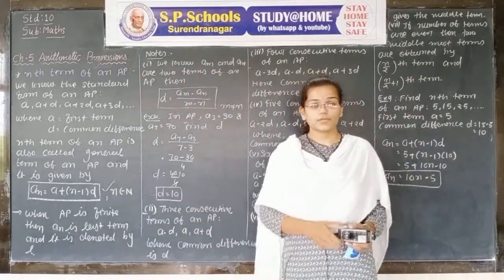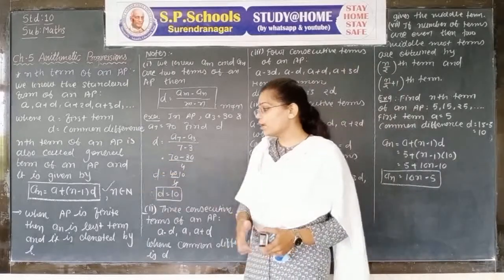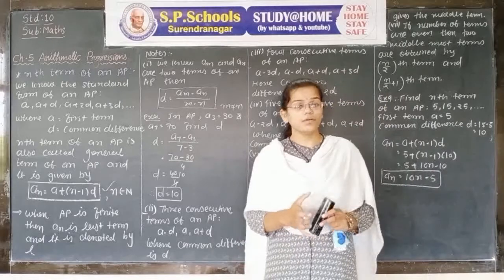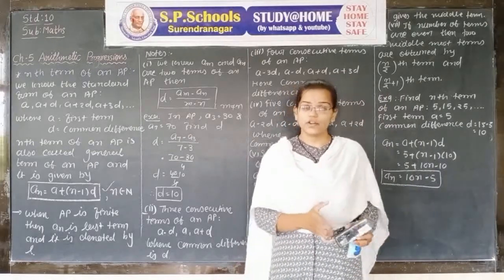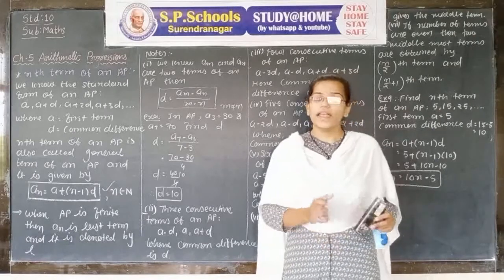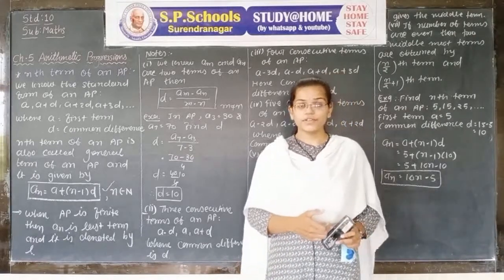Here, for the nth term of an arithmetic progression, keep in mind the most important formula, an is equal to a plus n minus 1 into d, because the next exercise depends on this formula, the nth term of an AP, and some cases on how to find the first term a, how to find the common difference d, and whether a list of numbers forms an AP or not, as we studied in the previous exercise 5.1.